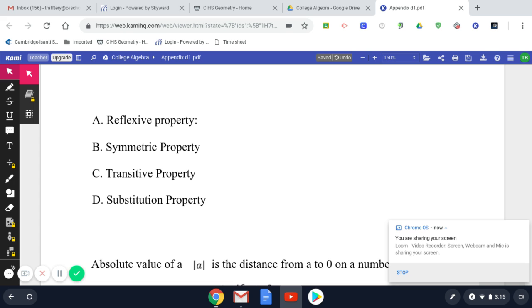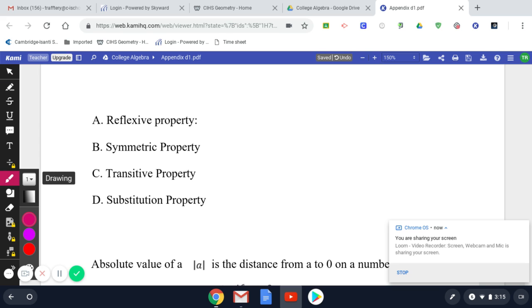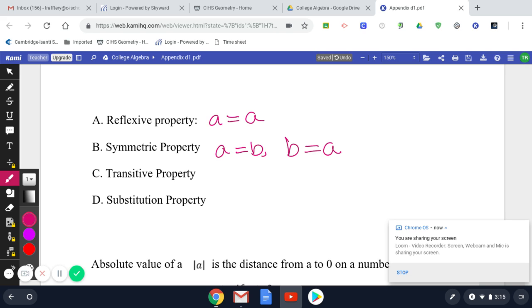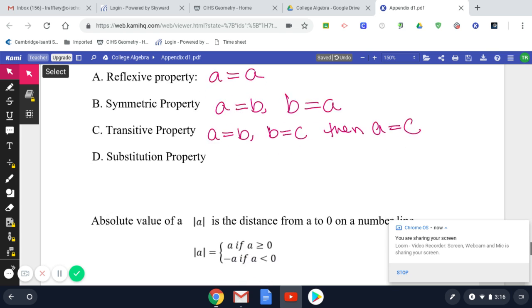With that comes the laws of reflexive, symmetric, and transitive. Reflexive is that for any real number, a is equal to itself. Symmetric would be that if you have a equals b, then b equals a. You can flip it around and it stays equal. Transitive, if you have a equals b and b equals c, then you can say that a equals c. Take out the common link like from geometry. And then substitution, just meaning you can substitute in for something.